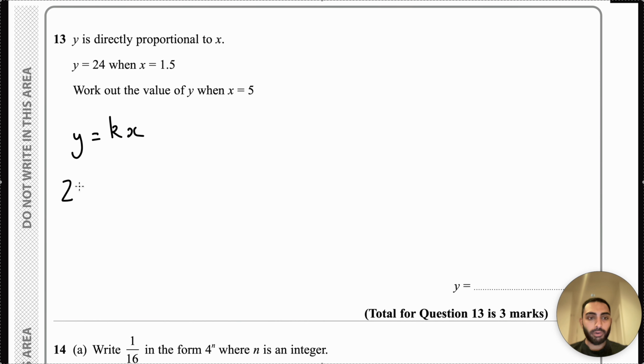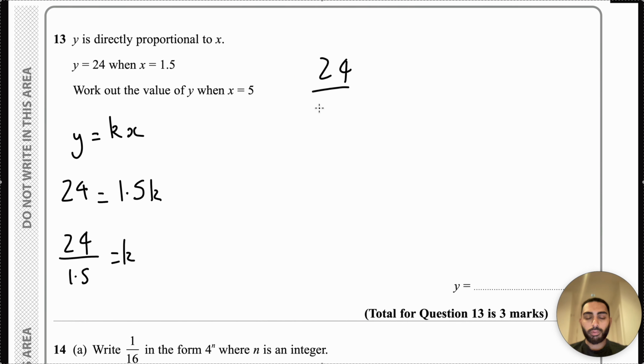So y is 24, so I've swapped that y with a 24, is equal to, we don't know what k is, we do know what x is, so I'm going to put 1.5 k. Just need to solve this. K is being multiplied by 1.5, so I need to divide it by 1.5. 24 over 1.5 is equal to k. Let's just solve this here.